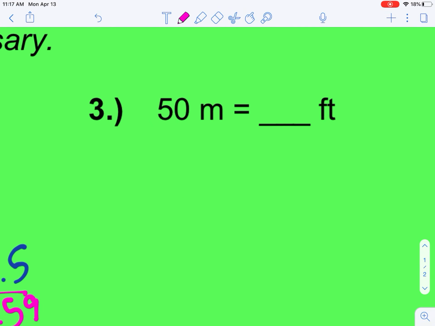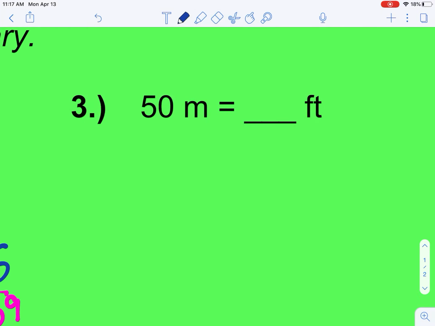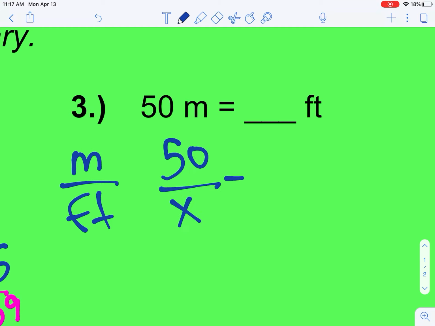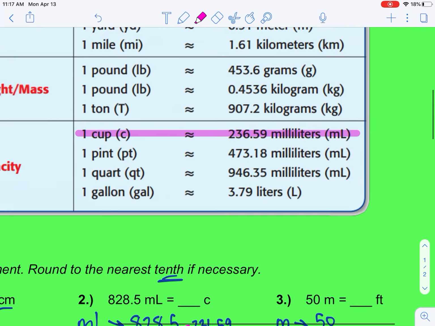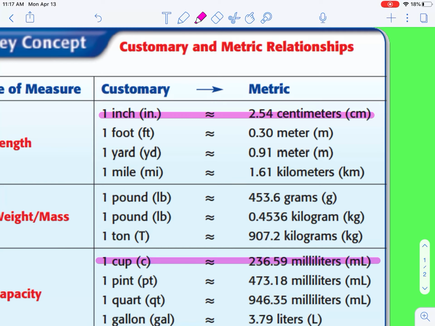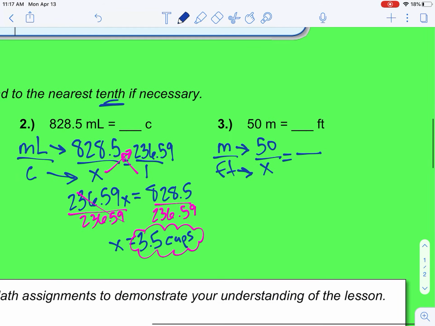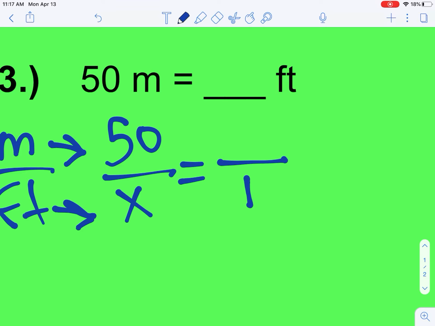All right, last problem together. This time I am comparing meters and feet. So I got meters on the top, feet on the bottom. I've got 50 meters is I don't know how many feet. Now I need to go ahead and look for a conversion factor, making sure we keep meters on the top and making sure that we keep feet on the bottom. So let's go ahead and look for that. So I'm looking for meters and feet. Here it is right here. So 1 foot is about 0.3 meters. So 1 foot, feet go on the bottom, 0.3 goes on the top.